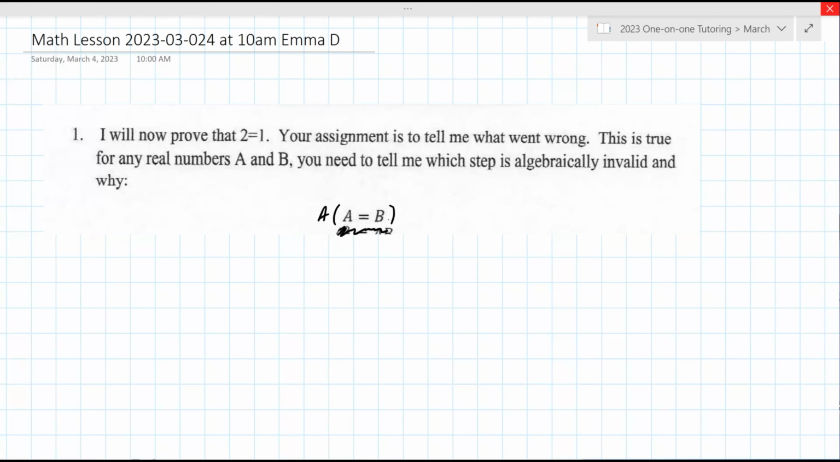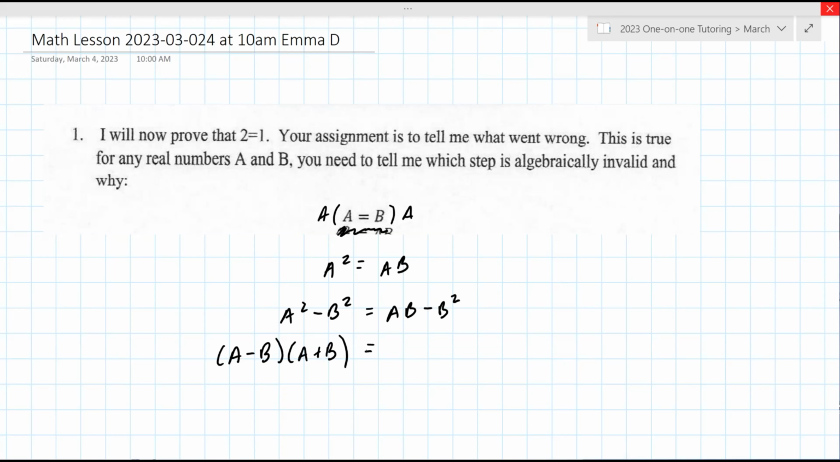Multiply both sides by a, and so you get a squared on the left equals ab on the right, and then they subtract b squared from both sides. Okay, and then on the left here, this is what's called difference of squares. This just factors into a minus b, a plus b. You would have seen that in Algebra 2.